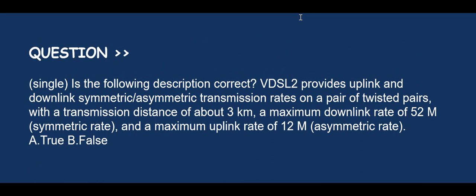Next question: is the following description correct? VDSL2 provides uplink and downlink symmetric and asymmetric transmission rates on the pair of twisted pairs with the transmission distance of about 3 km. The maximum downlink rate is 52 M symmetric rate and the maximum uplink rate is 12 M asymmetric rate. Option A true, option B false. Correct answer is option B.